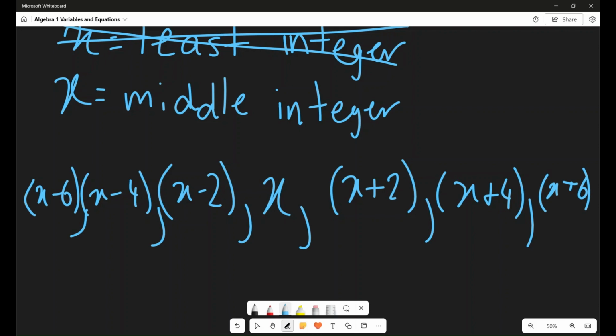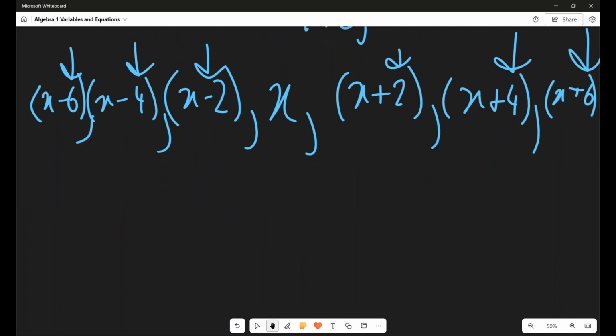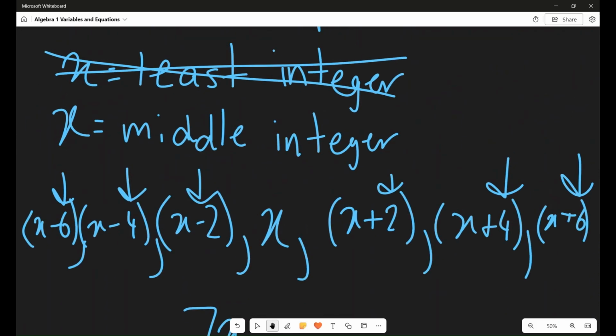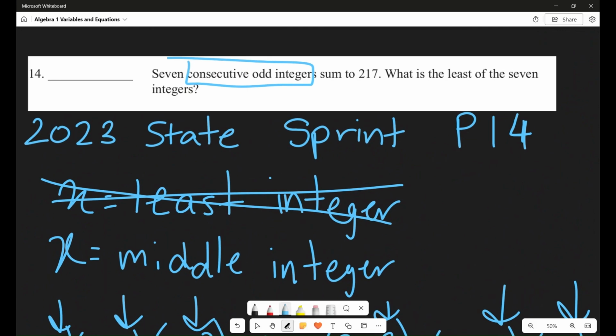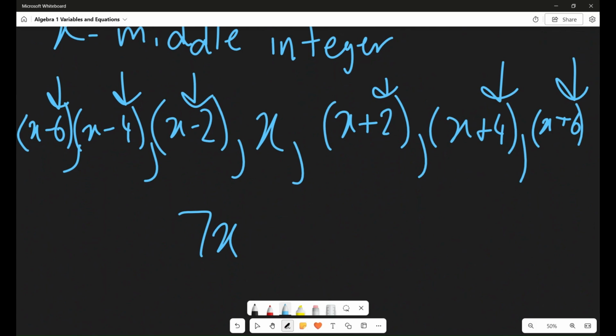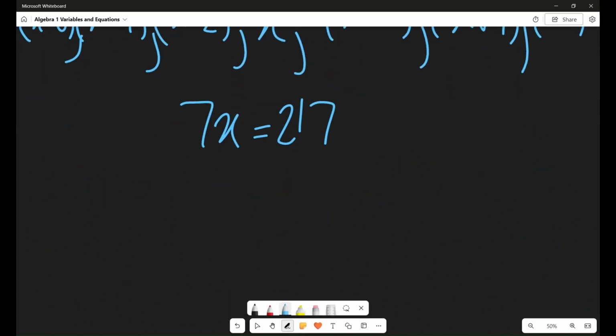Now, if you don't notice what's going on right now, then try adding it up. You'll notice the minus 6 and the plus 6, that's just 0. That doesn't add anything. The minus 4 and plus 4, those cancel. The minus 2 and plus 2, those cancel. And then when we add all of those up, we just get 7x. And we're given that that is equal to 217. So 7x equals 217. Divide both sides by 7.